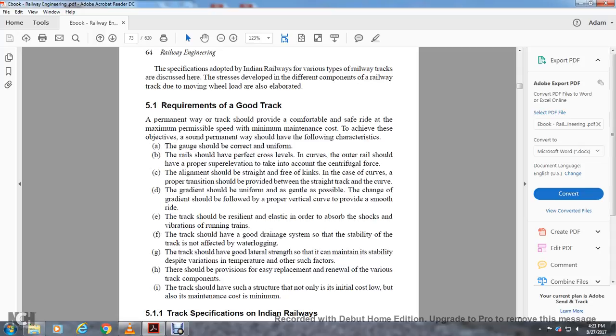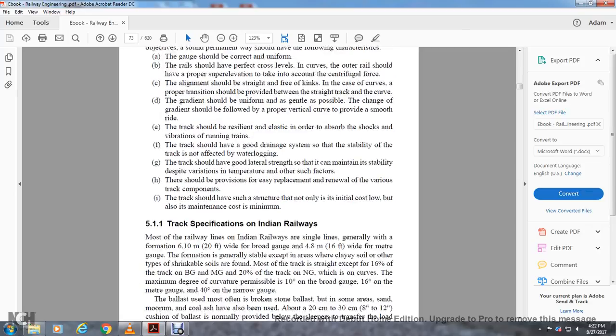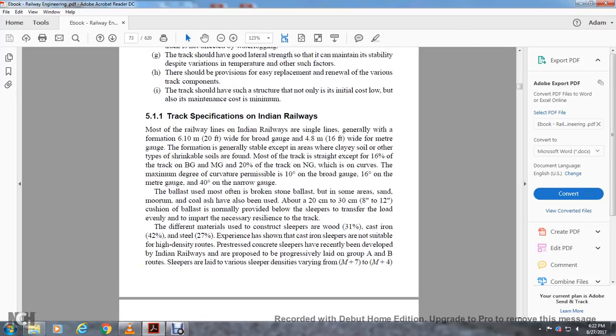The track should have good lateral strength so that it maintains stability despite variation in temperature or other structural factors. There should be a provision for easy replacement and renewal of the various track components. The track structure should be such that not only is its initial cost low, but also its maintenance cost is minimum.